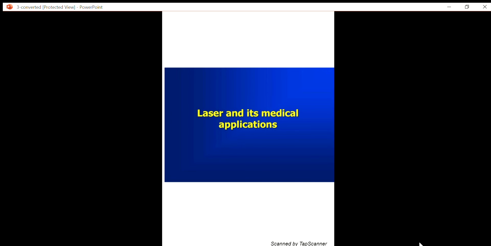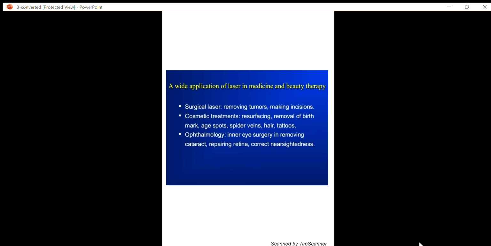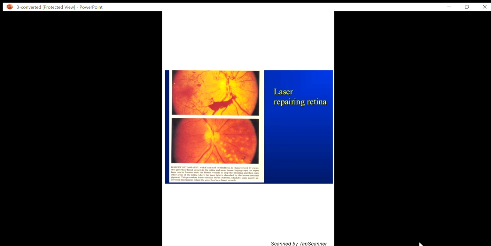Lasers are also used in medical applications. A wide application of laser in medical and beauty therapy. Surgical laser removes tumors, makes incisions, cosmetic treatment, resurfacing, removal of birthmarks, age spots, spider veins, hair, tattoos, etc. Ophthalmology: inner eye surgery to remove cataracts, repairing retina, correcting nearsightedness.